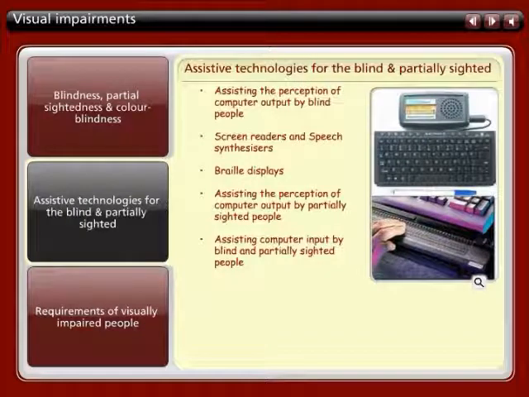Assistive technologies for the blind and partially sighted. Blind people access computer output using a combination of software and hardware that present the visual contents of the screen in another form, that is, in synthesized speech. A screen reader monitors the information sent from the computer to the screen. It passes this information to a speech synthesizer.